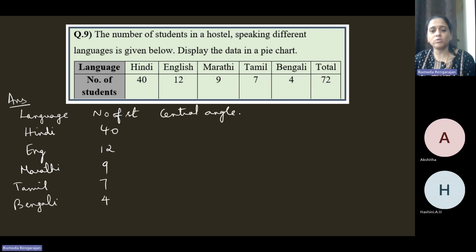So Akshita, tell me how will you find the central angle? What's the value of the component? Ma'am, 40 by 100, 360 degrees. See, 100 you will take when the numerator is a percentage. No, you cannot. Ma'am, the total of the value, 72. 72 into 360 degrees. Correct.